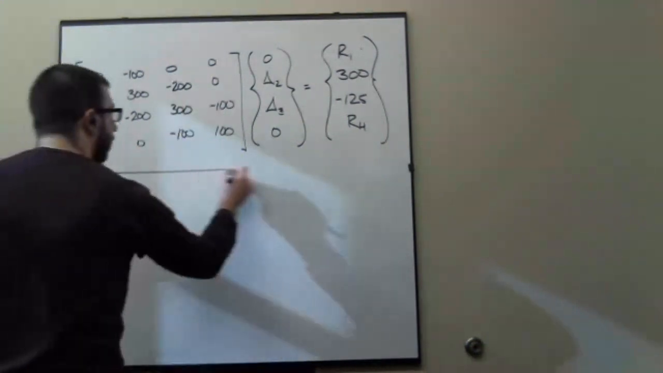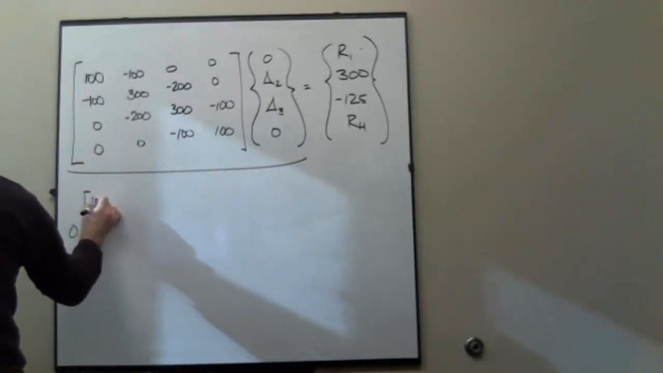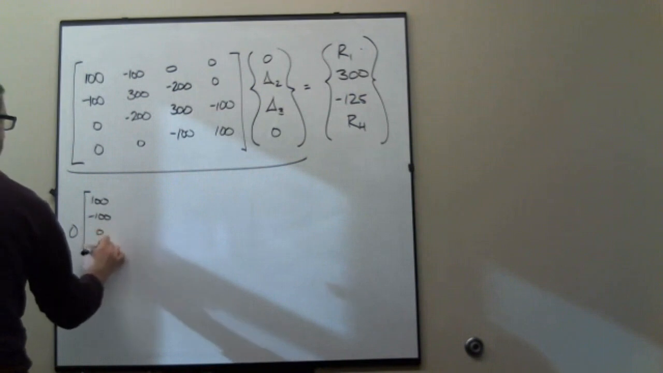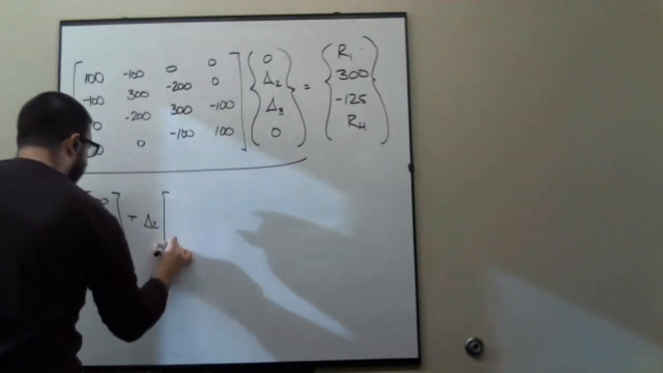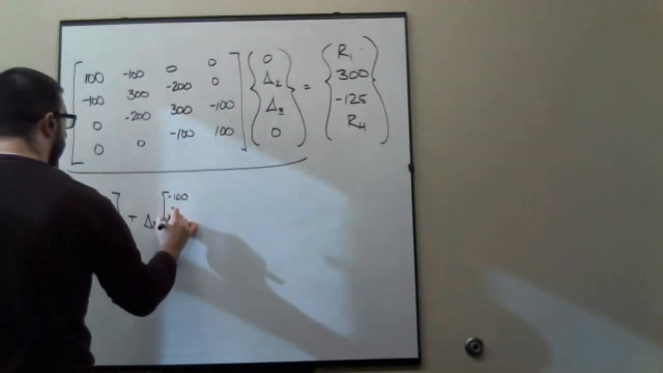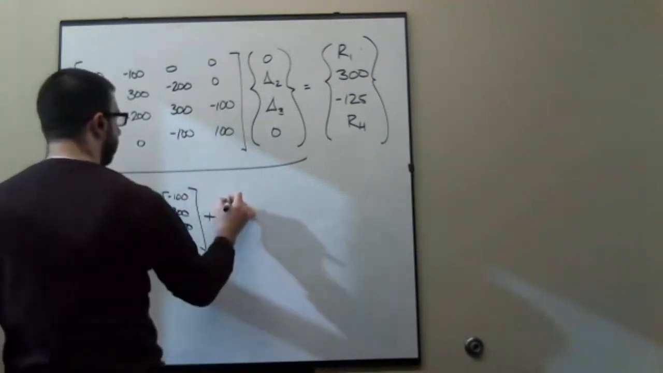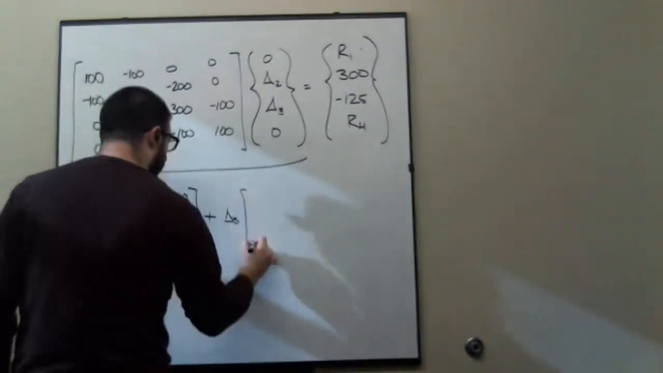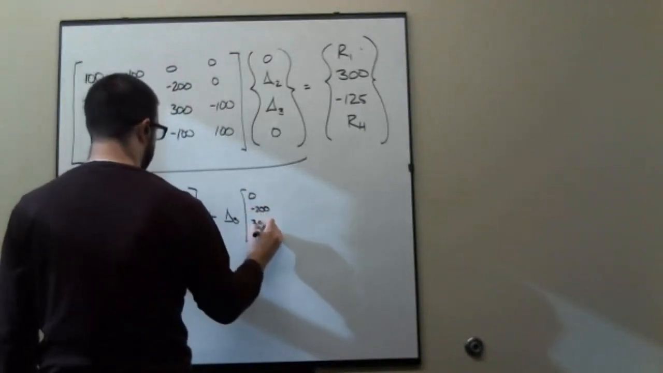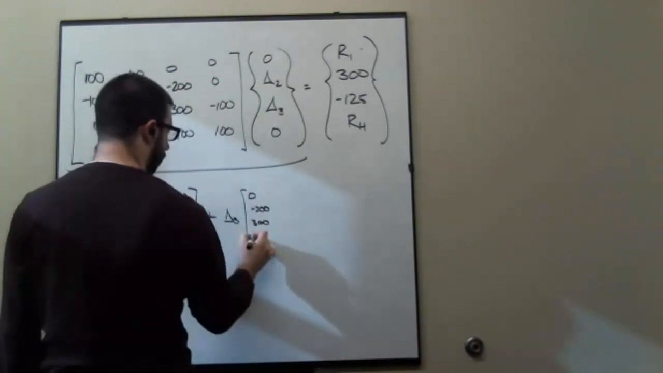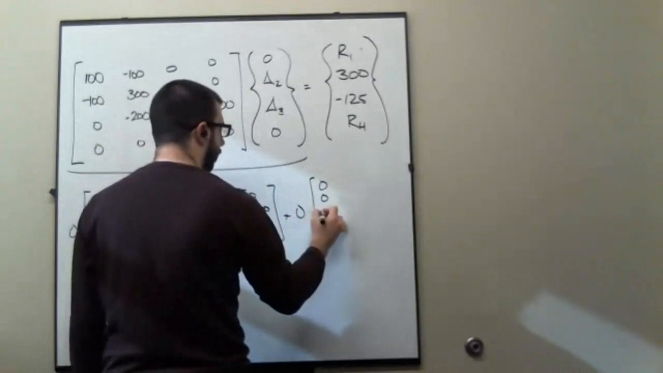Really, what we're doing, like all of this, is really 0 times this first column plus delta 2 times this second column plus delta 3 times this third column plus 0 times this fourth column.